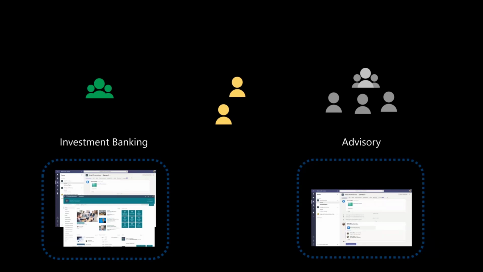So really, if you think about this, there are actually three segments here. One is investment bankers, then advisors. Then the third one, the yellow color in this picture, is all the rest of the employees in your organization.